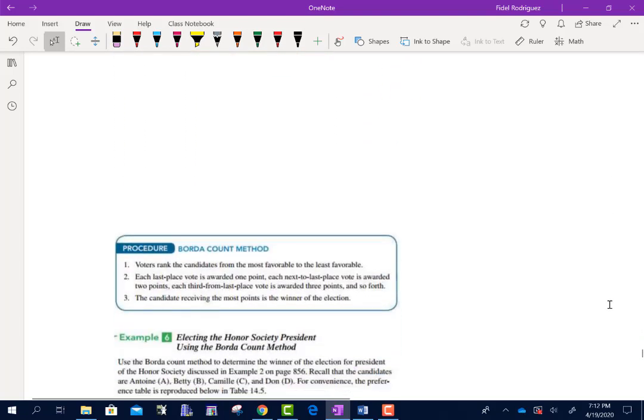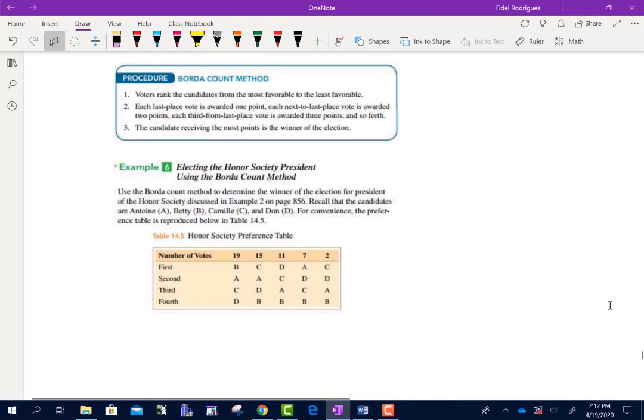So I'm going to keep scrolling. Because the idea here, guys, is there are different ways that we can run this election. There's something called the Borda count method. It says, the Borda count method says voters rank candidates from the most favorable to the least favorable. Each last place vote gets 1 point. The one right before last place gets 2 points. The one right before that gets 3 points, and so on and so forth. Then the candidate who receives the most number of points is going to be the winner of the election.